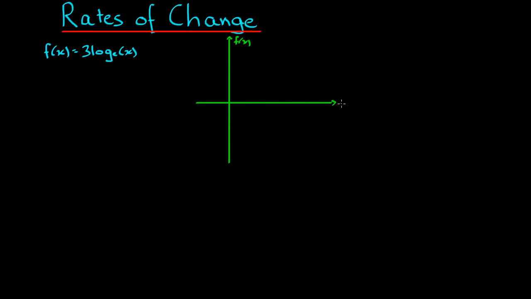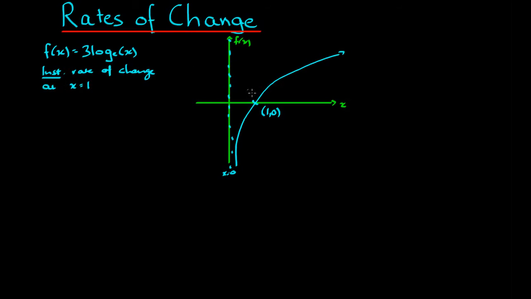F of x, there is an asymptote at x equals 0, and the log curve looks like that. This point here is 1, 0. So I might ask, what is the instantaneous rate of change at x equals 1? And notice I'm using the word instantaneous, which means just at that particular point.